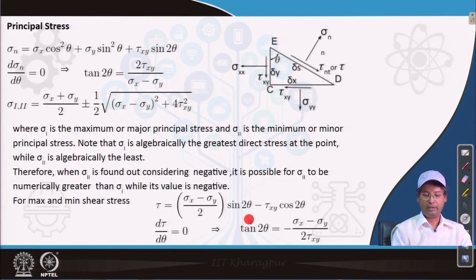It is the angle tan 2 theta, again we can find out, but it is inverse and a minus sign is there with respect to this. So, please note that this is a different angle. So, we have a different angle.